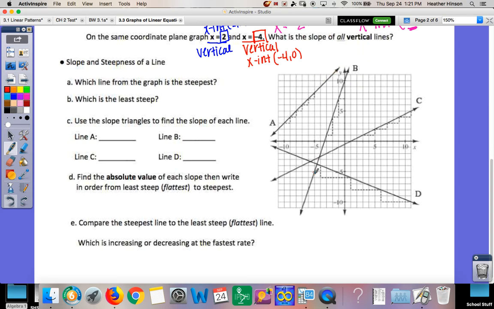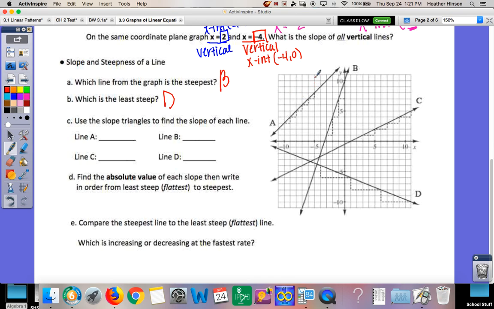Well, from the looks of it, it looks like B is going to be the highest hill. And we'll double check these as we work. Which one is the least steep? Which one's the flattest? The hill you would probably want to walk on, that wouldn't cause too much exertion. Well, just from the looks of it, it looks like D would be the flattest. Not because it's going down, but just because it's closer to being flat than the other graphs.